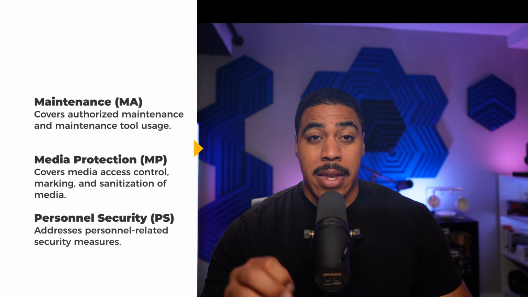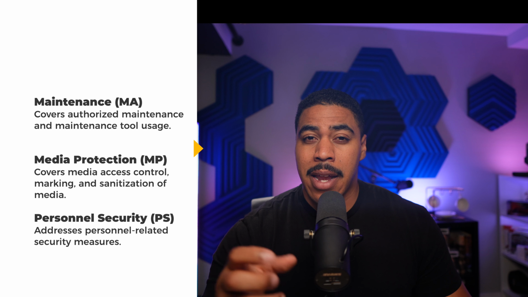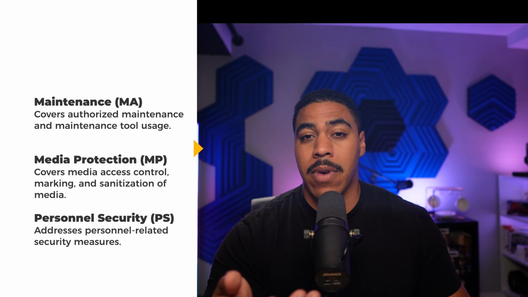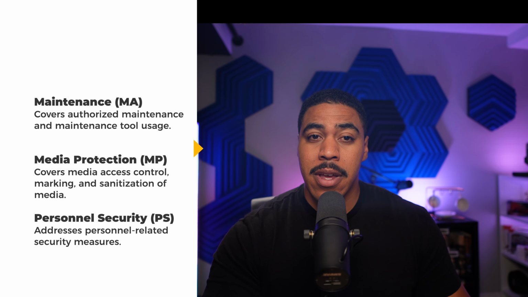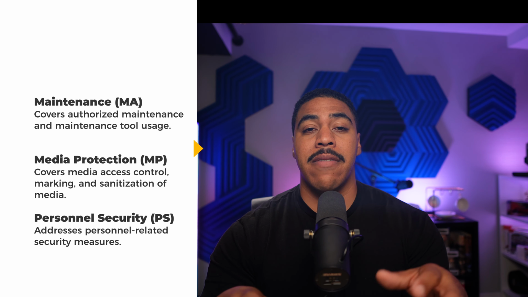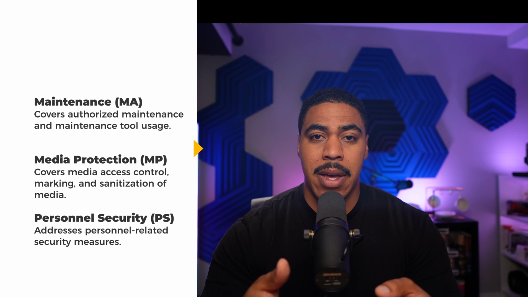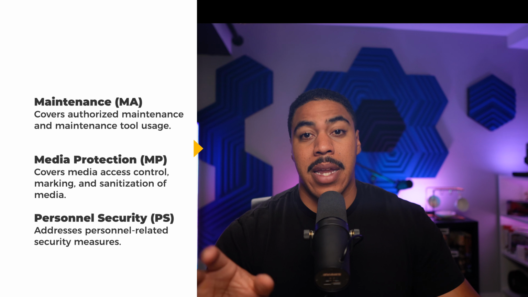Next up, we have maintenance. There are 6 requirements here. These control your system maintenance activities, and it covers your authorized maintenance and your maintenance tool usage, meaning what is an authorized tool. Media protection, there are 9 requirements here. So this protects your media containing sensitive information. So it could be paper media or digital media. How are you protecting it? Marking, access controls, encryption, and sanitization of media.